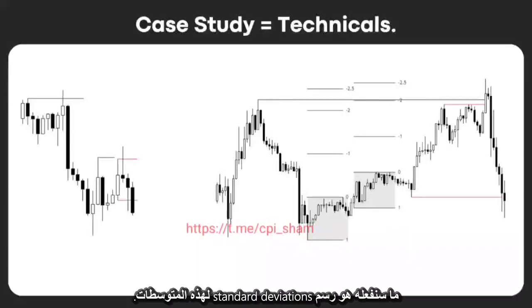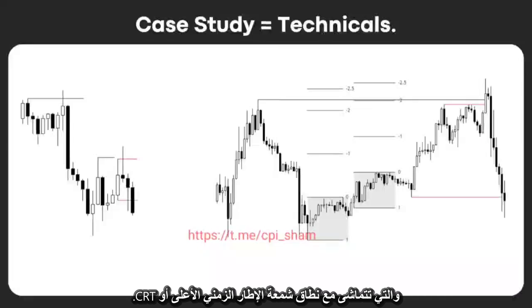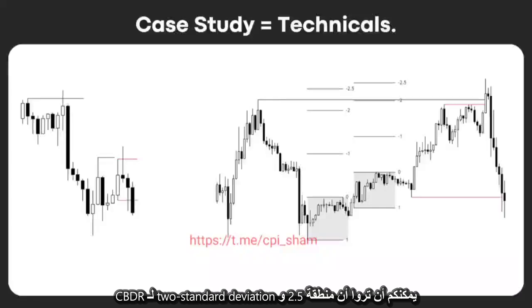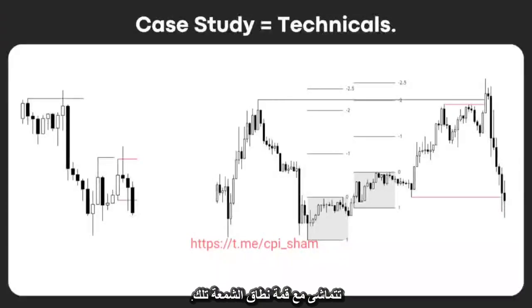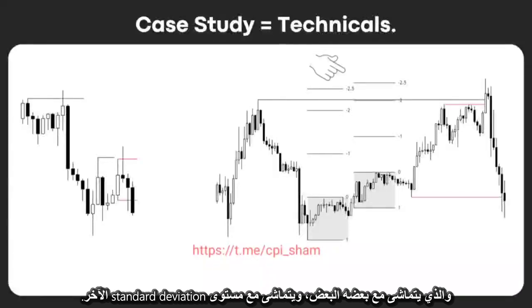And what we're going to do is plot out the standard deviations of these means, and you can see that we have these different standard deviation levels, which align with the higher time frame candle range, or CRT. You can see that the 2.5 and 2 standard deviation zone of the CBDR aligns with that candle range high, and for the Asian range we have the 2 and 2.5 standard deviation levels, which align with each other.